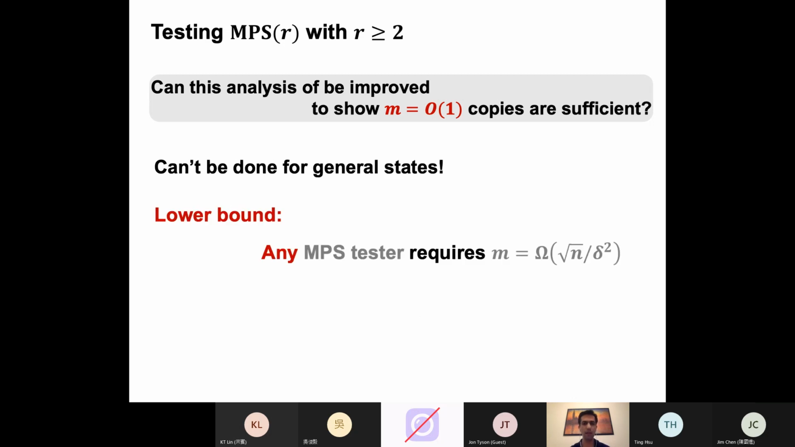Okay, that's cool. And for a while, this made us think the constant copy complexity should be possible more generally for other states as well. But now we know that this is not the case. So in our work, we show a lower bound of square root n for the number of copies any MPS tester requires. And this applies not only to our particular MPS tester that I showed in the previous slide, but also to any other MPS tester algorithm.